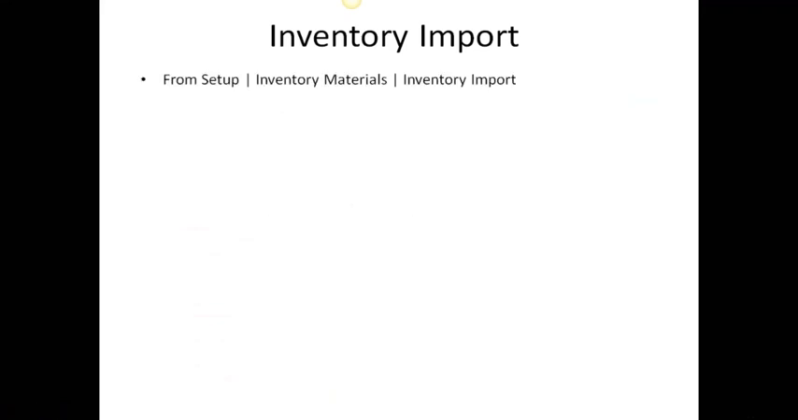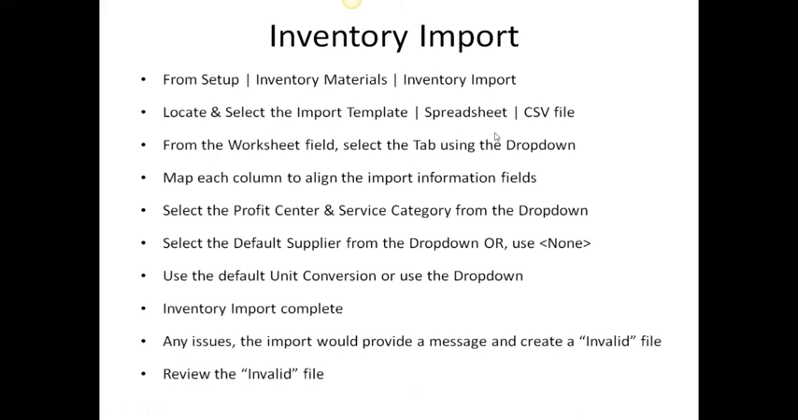To do an inventory import, you must access that from Setup, Inventory Materials, Inventory Import. Locate and select the import template, spreadsheet, or CSV file where the items are located. From the worksheet field, select the tabs using the drop-down. So at the first, remember I said I entered all these under tires, so I selected that tab where those tires were entered that I wanted to import.